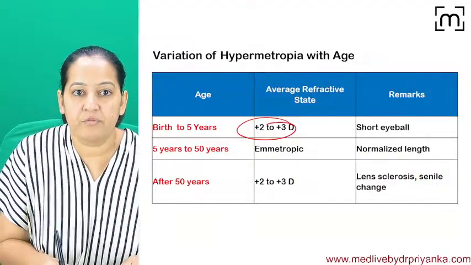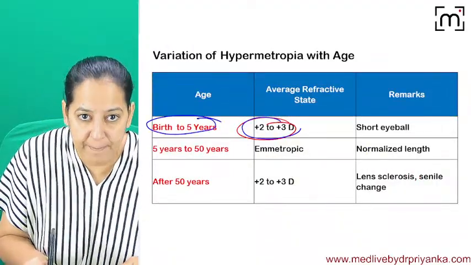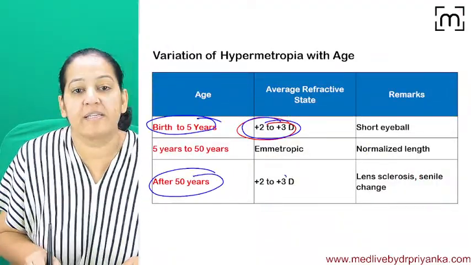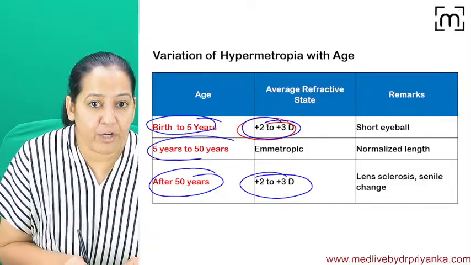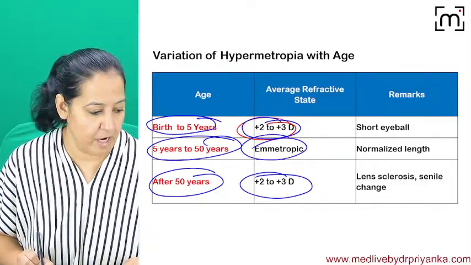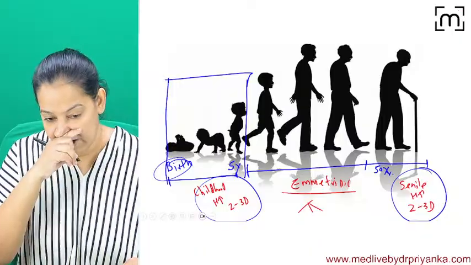How many of you got it? From birth to 5 years, it's childhood hypermetropia. After 50 years, it's senile hypermetropia. But from 5 to 50, the eye is emmetropic. How many of you got it? Please learn this table. Everyone got it?